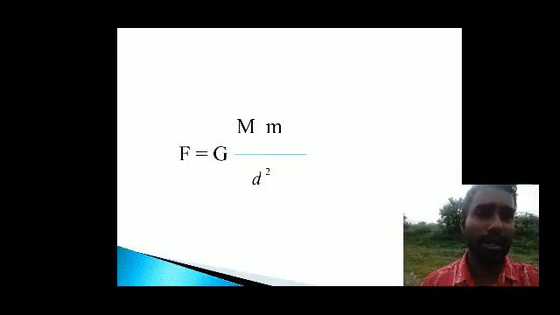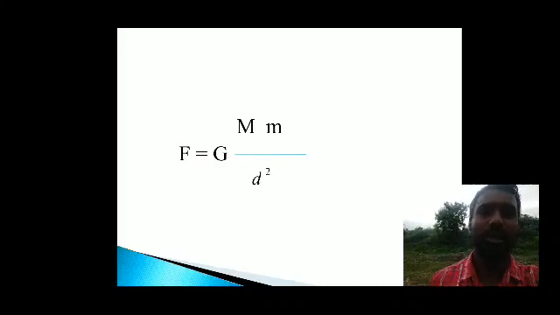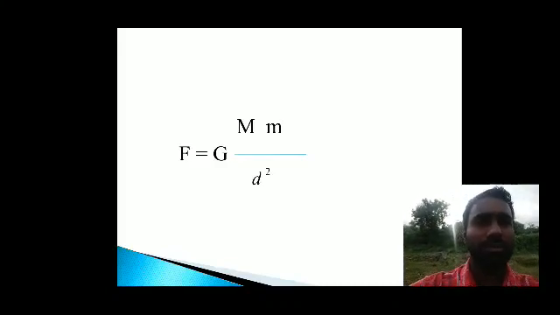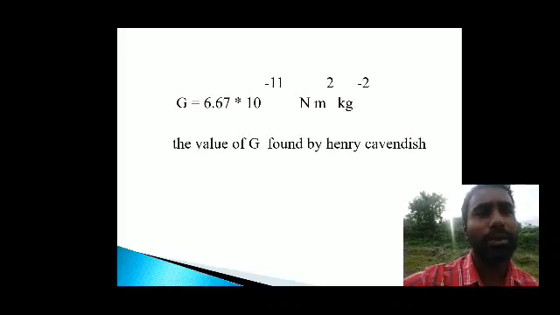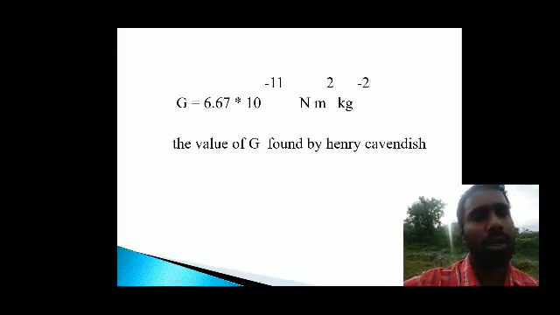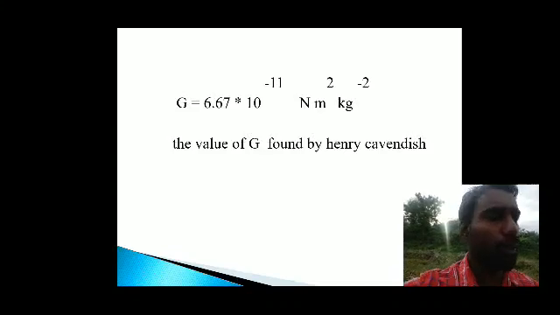This is basic mathematics. d square goes to the other side, so it comes into multiplication: F into d square divided by M into m is equal to G. So G equals 6.67 into 10 power minus 11 Newton meter square kilogram power minus 2, the value of G found by Henry Cavendish.